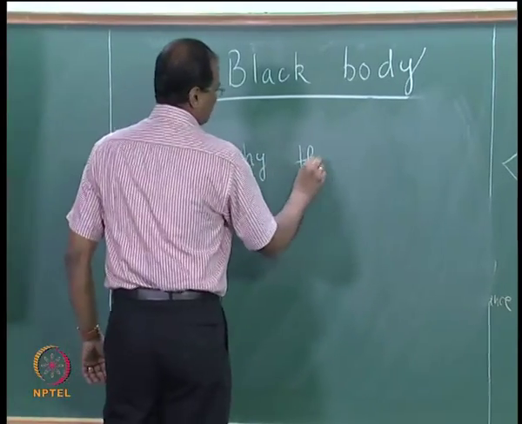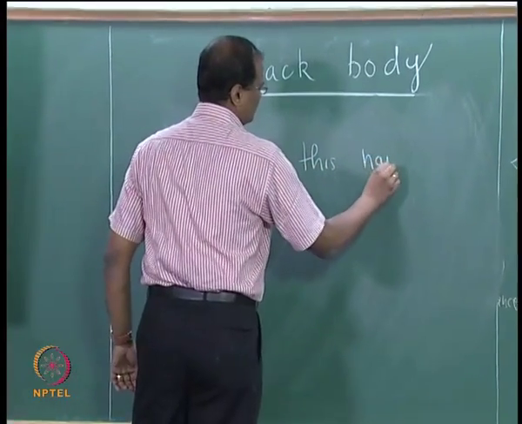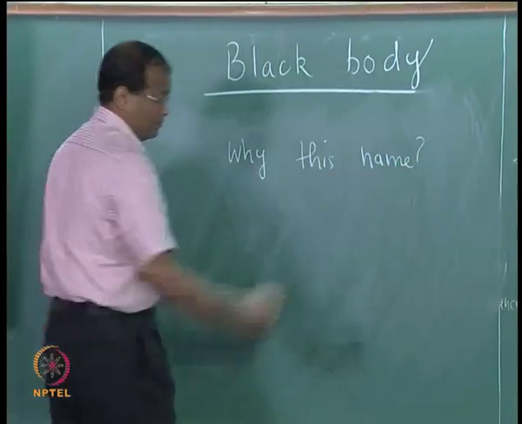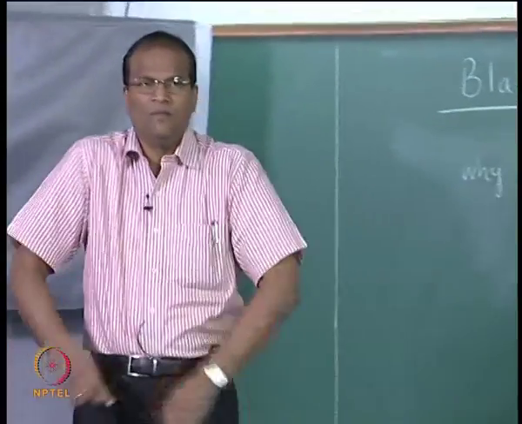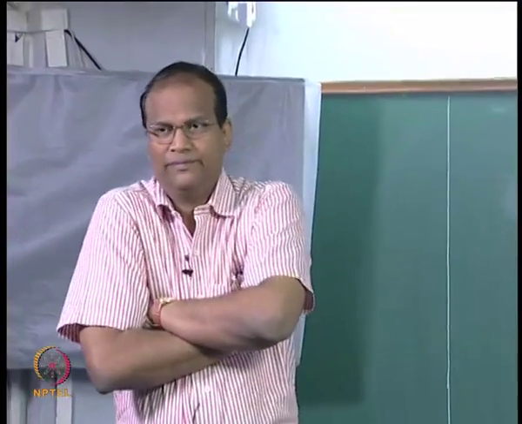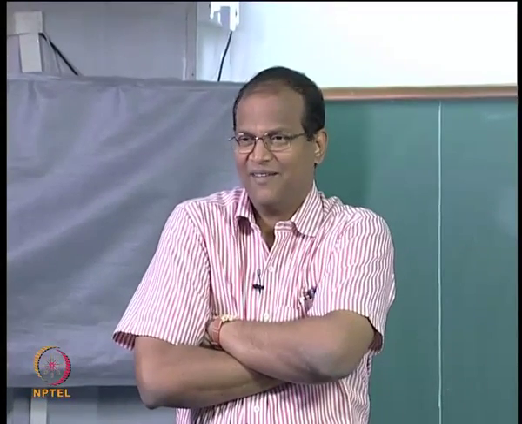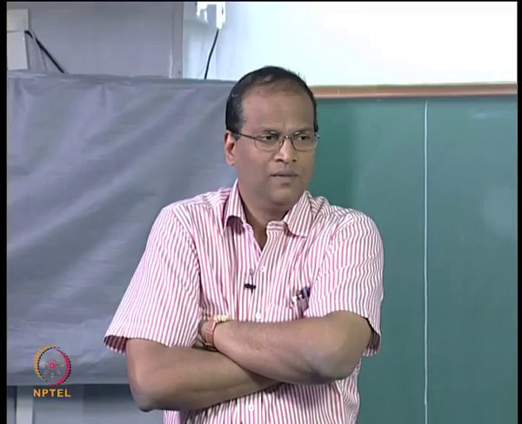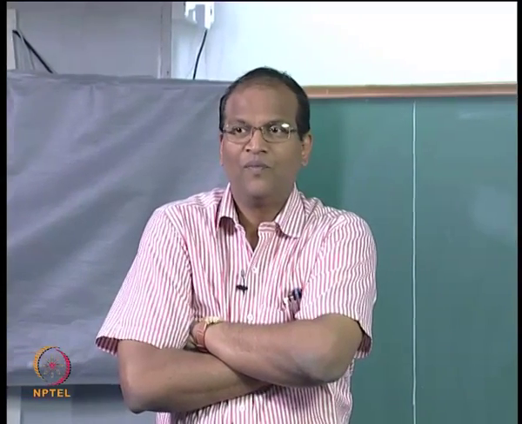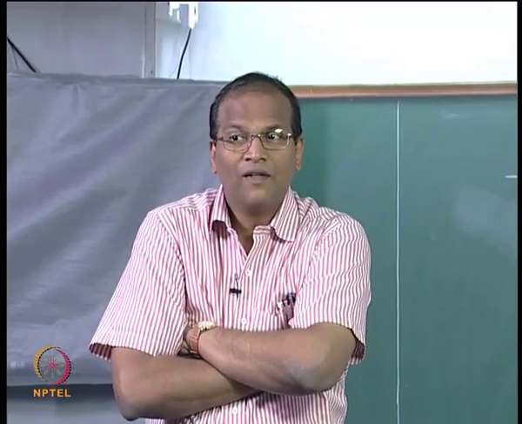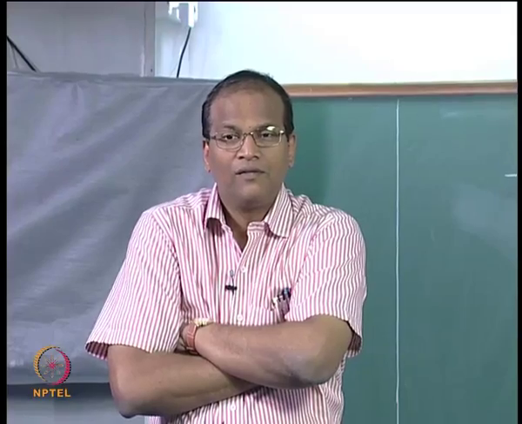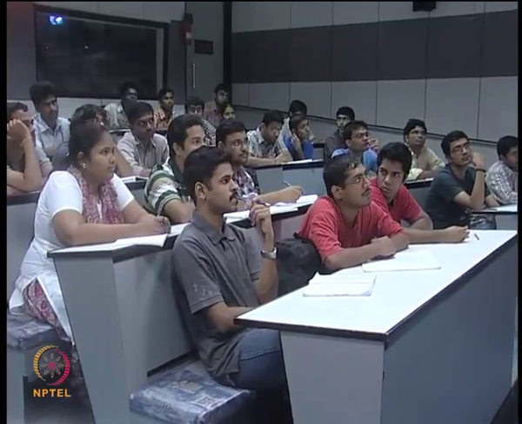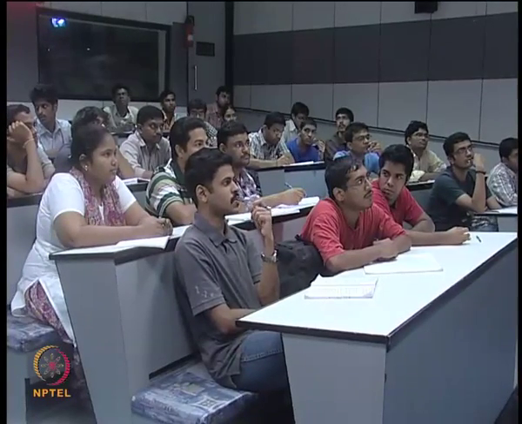Why this name? Why can't we call it a white body? Black is after all a bad color. Therefore, all radiation is absorbed. If no wavelength is reflected from it, how can you see it? There is no way you can see it because everything is absorbed.